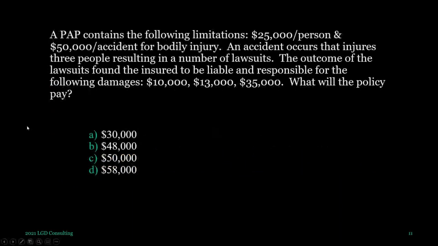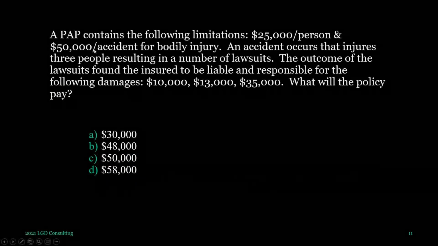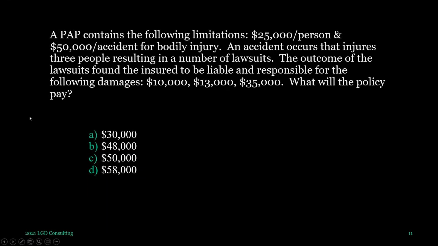A personal auto policy contains the following limitations: $25,000 per person and $50,000 for bodily injury per accident. I should put a "per," sorry. An accident occurs that injures 3 people, resulting in a number of lawsuits. The outcome of the lawsuits found the insured to be liable and responsible for the following damages: $10,000 for the first person, $13,000 for the second person, and $35,000 for the third person. How much will the policy pay?